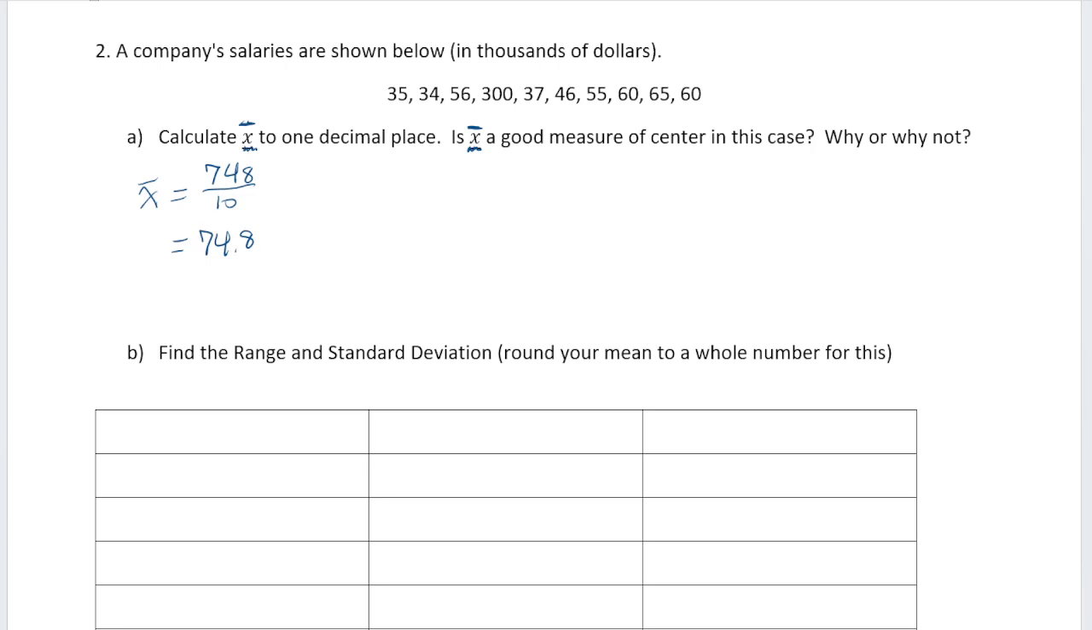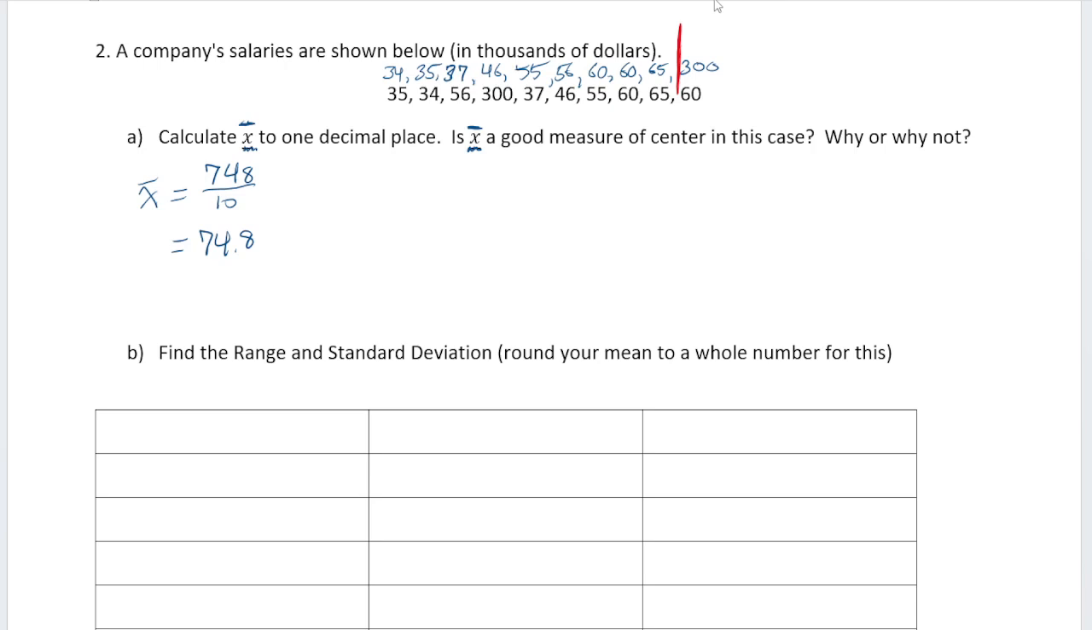Well, let's put them in order too. Maybe that might help illustrate things. So we had 34, 35, 37, 46, 55, 56, 60, 60, 65, and then 300. So it's saying our middle is way down here.